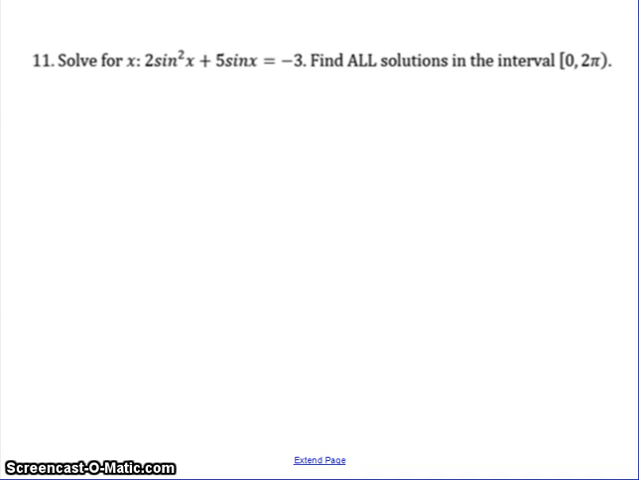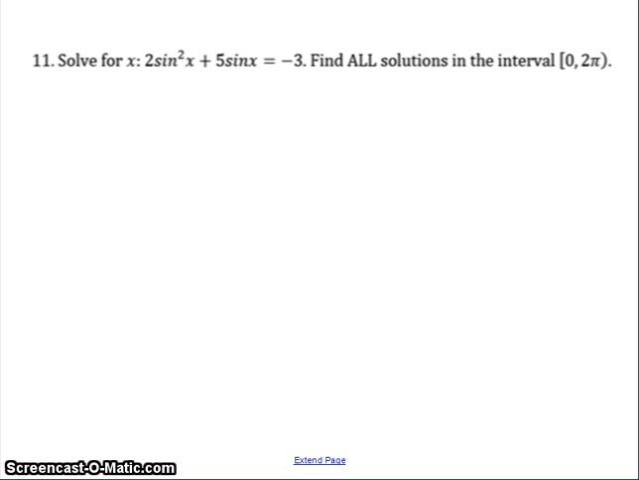This is pre-calculus final exam review 1B, problem 11. Solve for x. The equation is 2 sine squared of x plus 5 sine x equals negative 3. Find all solutions on the interval between 0 and 2 pi.